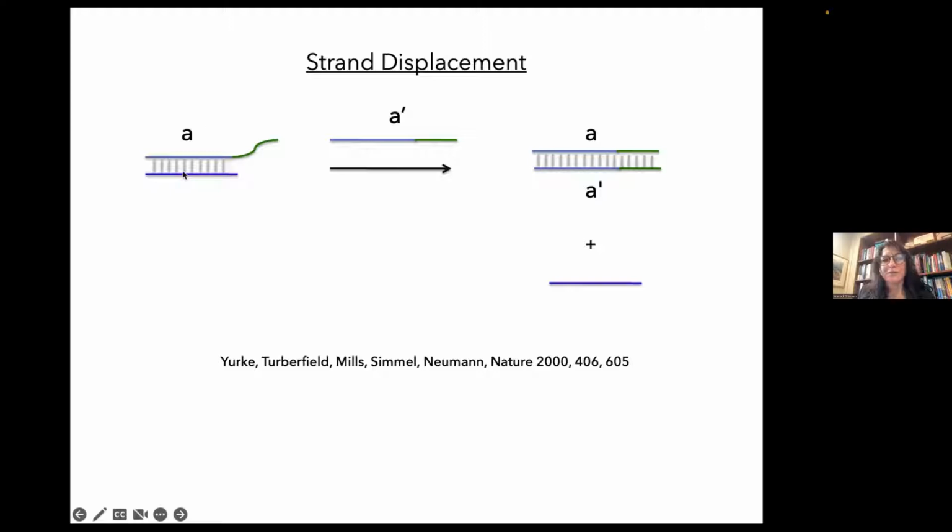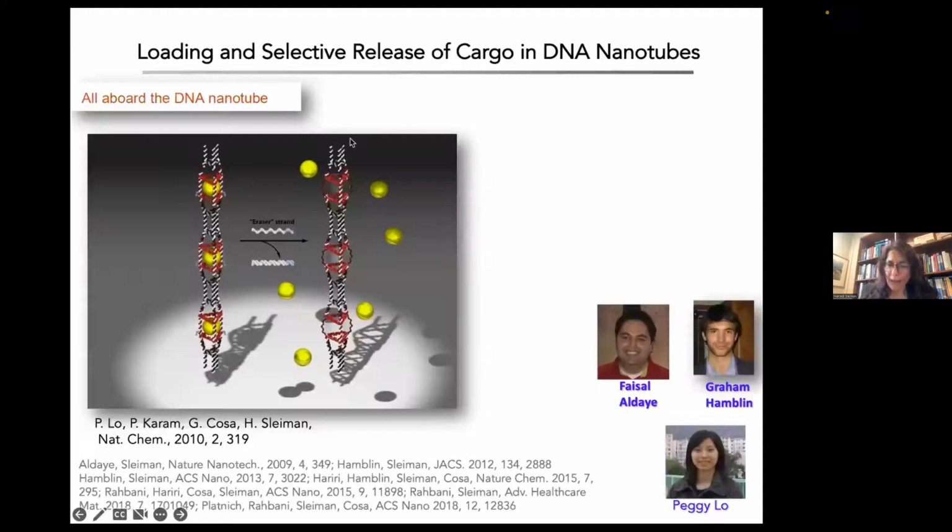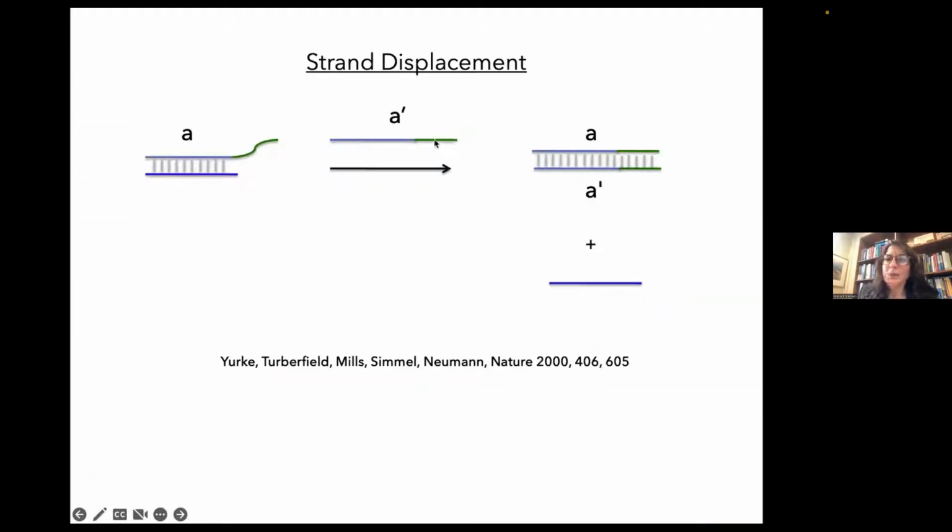Now, these two can form a very stable double-stranded DNA. But if you add a fully complementary DNA strand, A prime, basically, what happens is A prime is going to come in and grab this overhang, the single-stranded part, and kick out this blue strand shown right here, okay? So now we have a more thermodynamically stable double-stranded structure with more DNA base pairs, okay? And this reaction, it turns out, is really fast.